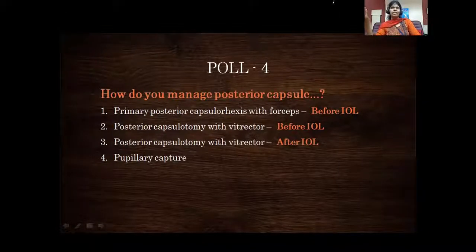Suppose you put the lens inside the bag and you do a vitrector capsulotomy. If you encounter some issue and the capsule ruptures or the posterior capsule gives way, then you already have a single piece foldable lens inside, and it is very difficult to remove through the opening, so it becomes a little messy. But if you are experienced, all the three options are equally good. So thank you for the question. We'll go to the next slide.